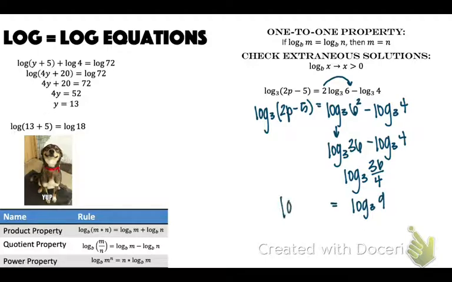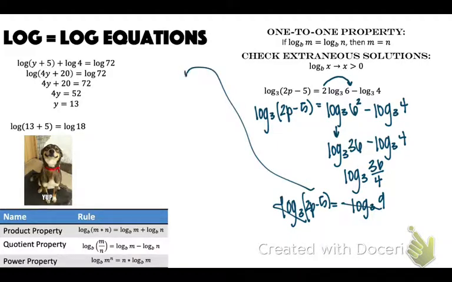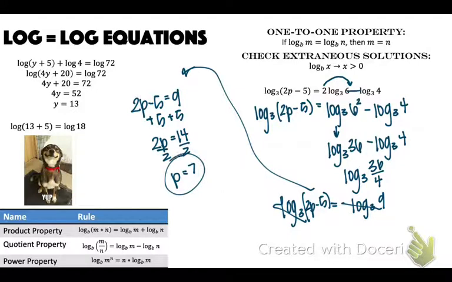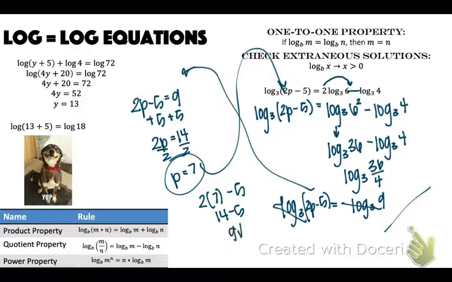And this equals the log 3 of 2p minus 5. Cancel those. I'm just going to come up here and do it. So we have 2p minus 5 equals 9. Then we can solve it. So add the 5. Get 2p equals 14. Divide by 2. So p equals 7. Okay, we can check it by plugging it in. So that's going to be 2 times 7 minus 5, which is 14 minus 5, which is 9. That's positive, so we're good.